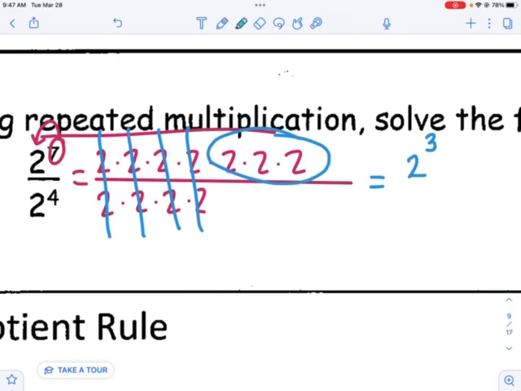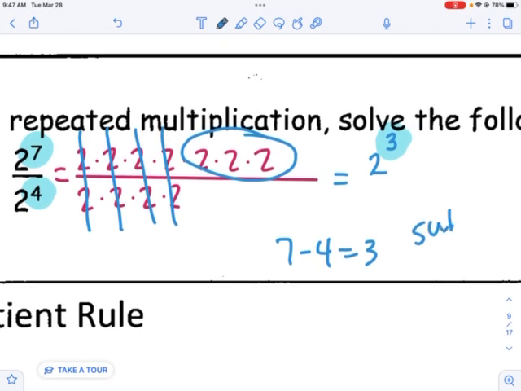But before we do, I want you to look at what I'm going to highlight. Look at the 7, the 4, and the 3. How can we go from 7 and 4 to 3? If you say, well, I know that 7 minus 4 equals 3, you're right. So we can subtract the exponents.